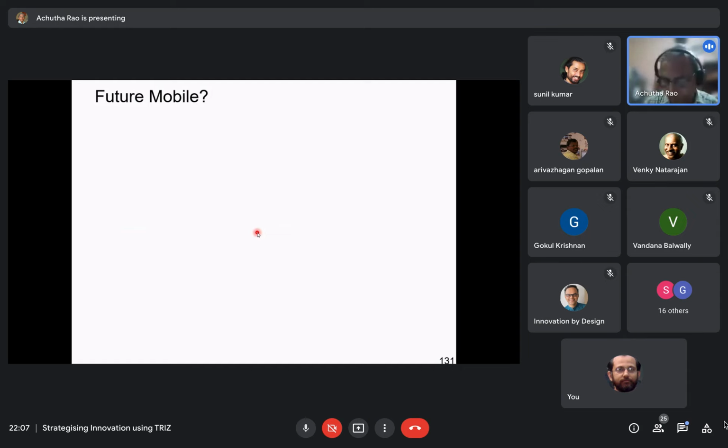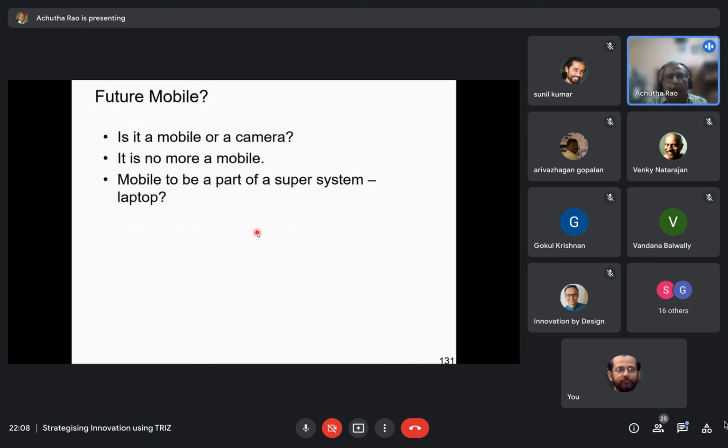What can be the future mobile? To me, will it be a mobile or a camera? Now today, is it a mobile or a camera, gentlemen? Huh? I do not know. Mobile, nobody's talking, right? More and more they are talking about the camera. So there's a question. In my opinion, it will not be any more a mobile. The entire function of a mobile is a very small function of a laptop. Consider a laptop. So a mobile will be a part of a super system, that is, the laptop. So the laptop has to shrink to the level of a mobile or a foldable system.